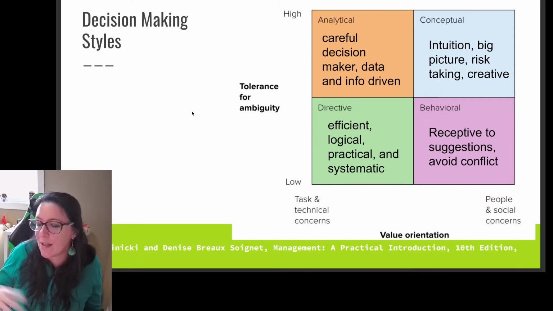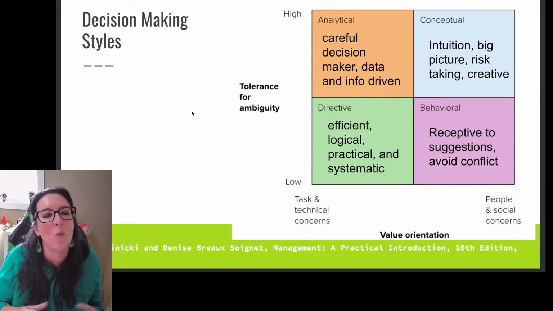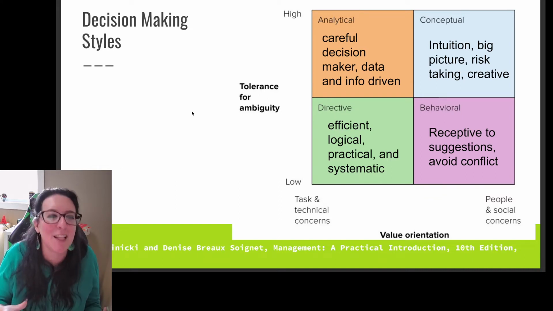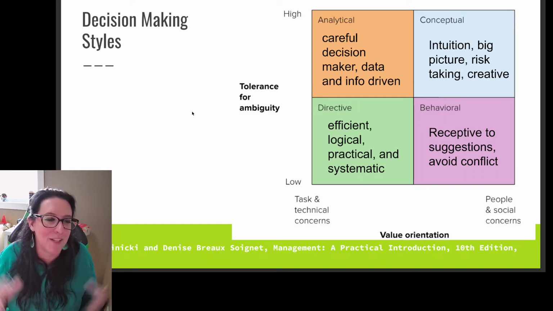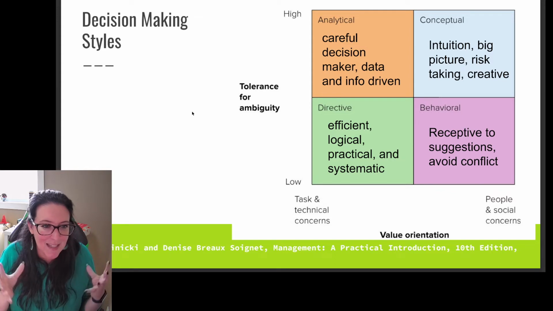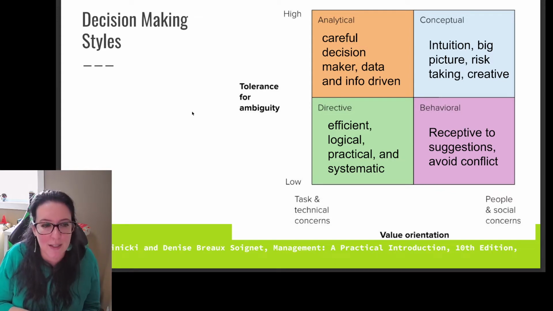In comparison, the analytical decision maker is okay with some ambiguity. They want to be able to look at probability. Okay, so they're a careful decision maker. So what's the likelihood that something might happen, even if it's not for certain? And then what are the possible outcomes of that? So again, task and technical oriented, but a higher level of tolerance for the unknown.